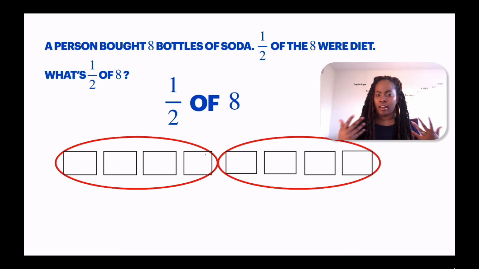Boom. There are our 2 circles. So we end up having 4 in each group, right? But in this case, they're only saying they want 1/2. So what's 1/2 of 8?